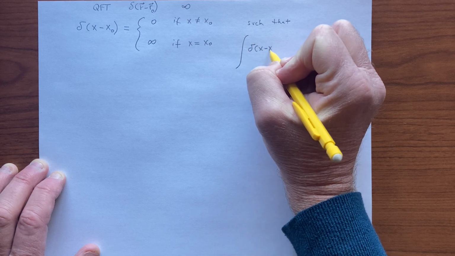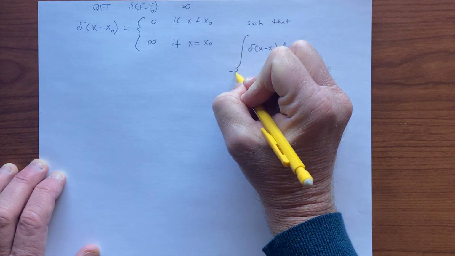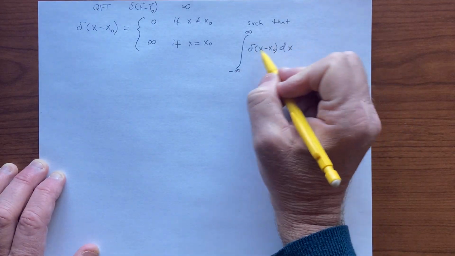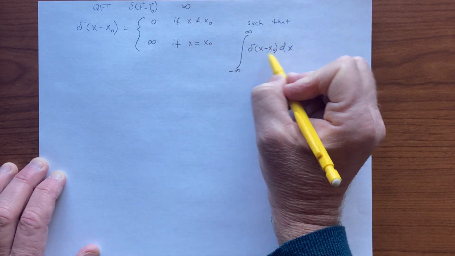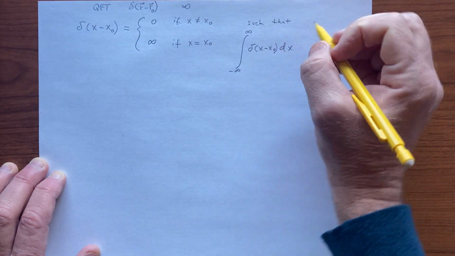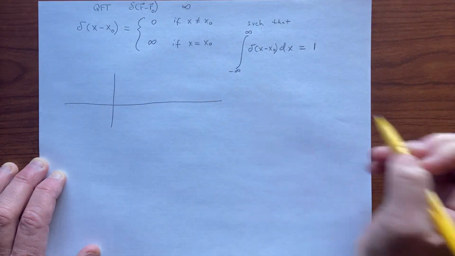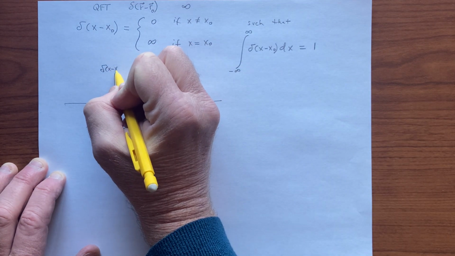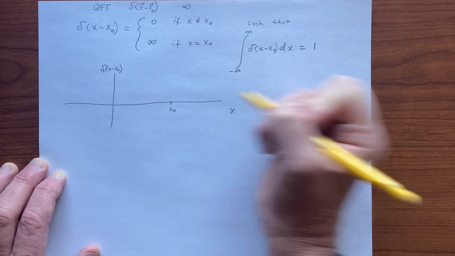So if we think of integrating this function over all of x, then we get no contribution for all values of x that are not x naught, and when x is equal to x naught, we get infinity. But this is a specific case where infinity times an infinitesimal is equal to 1. So we can really think of this as, here's our function delta of x minus x naught, and this is x, and here is x naught.